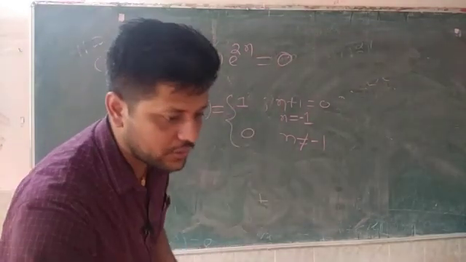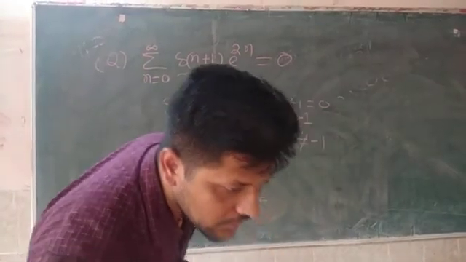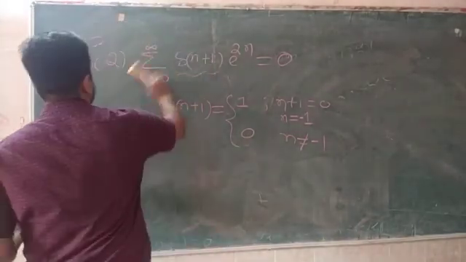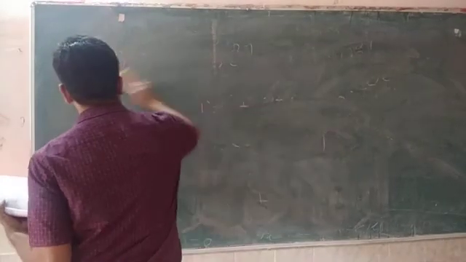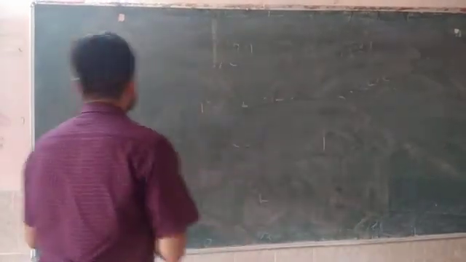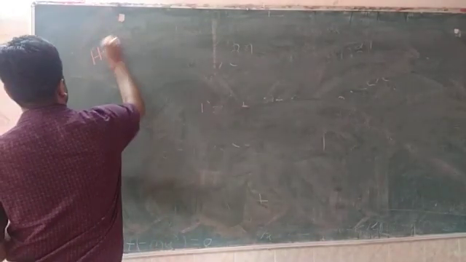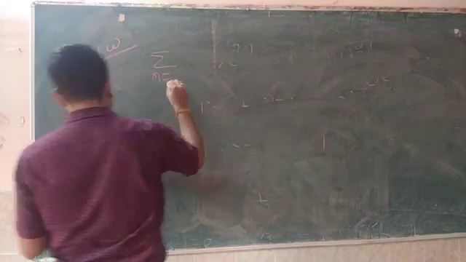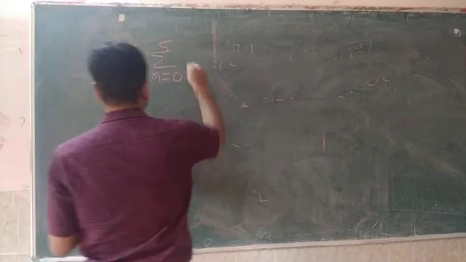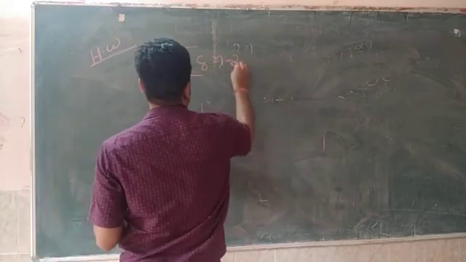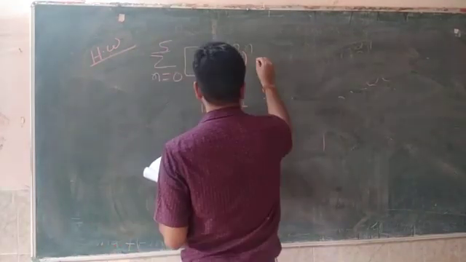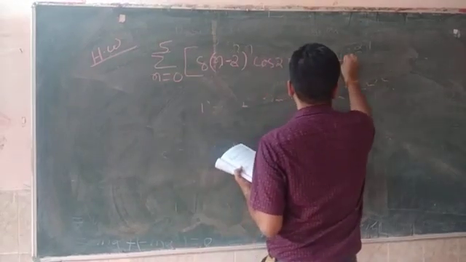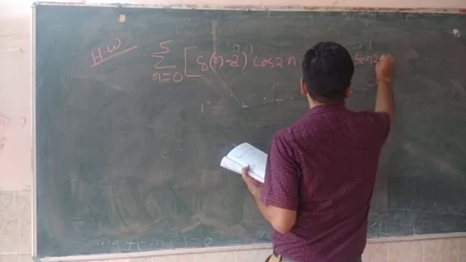So now I am going to give you some homework questions. Summation of n equal to 0 to 5, del of n minus 2 cos 2n plus del of n minus 1 sin 2n.